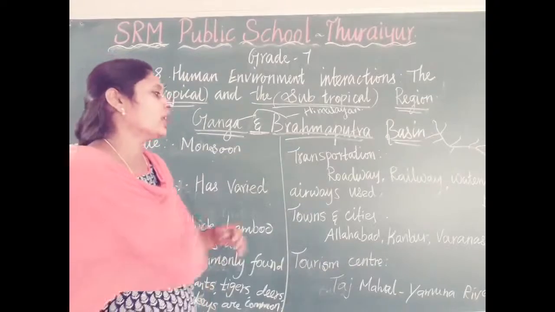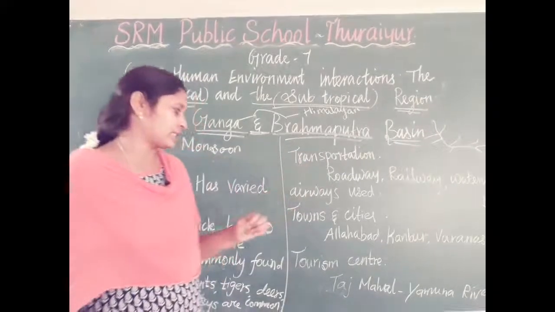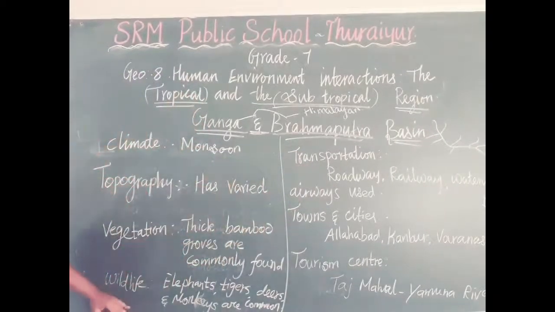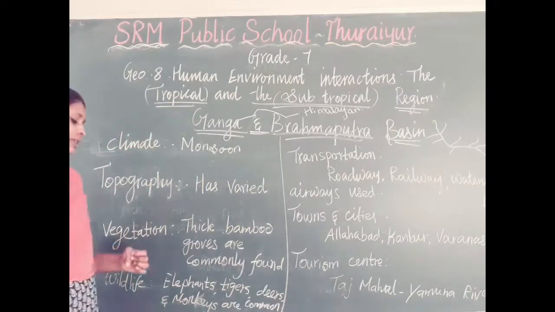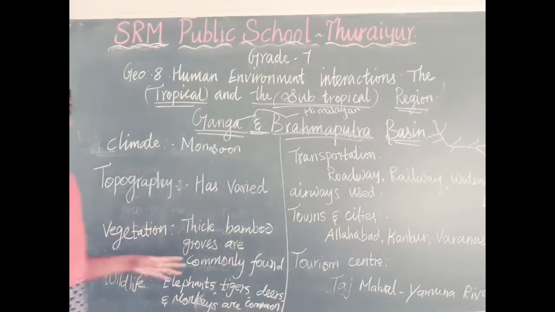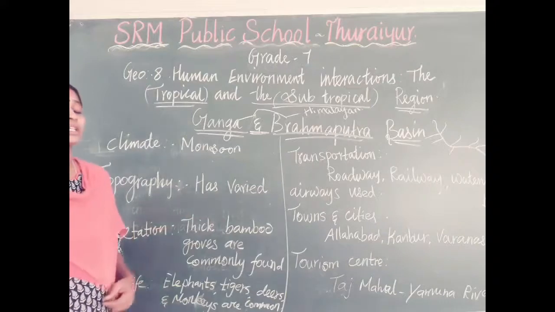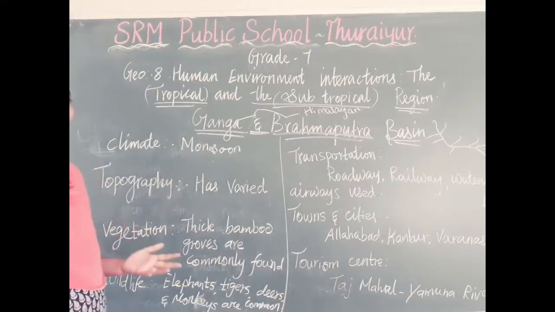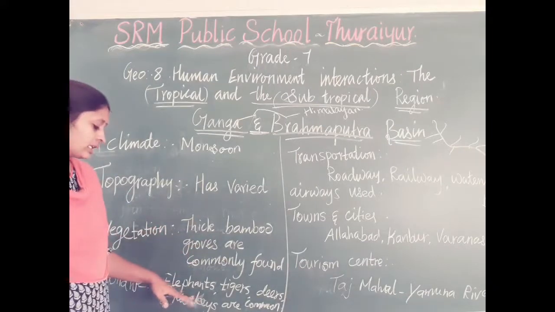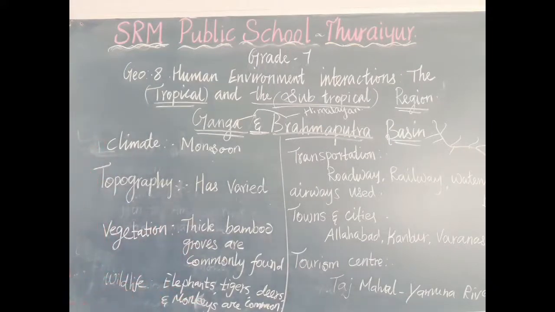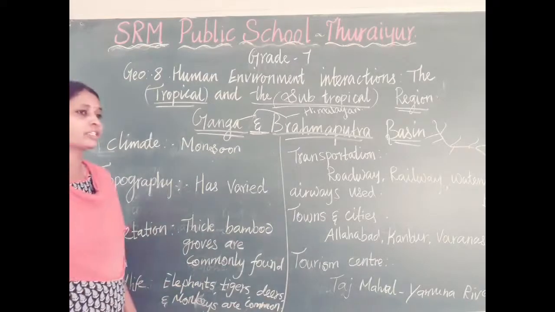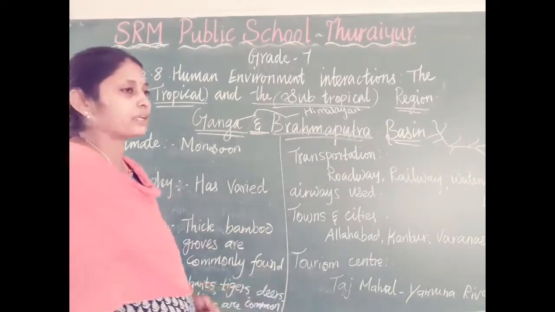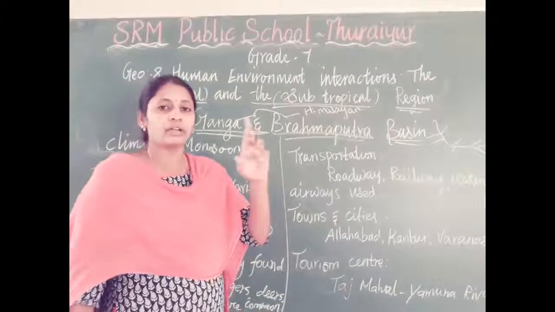So what about the transport facility? Sorry, before that, wildlife. What are the animals, what wildlife can you see in this region? Yes, elephant. In thick forest you can see elephant, like in Uttar Pradesh or Bihar, and some in Andhra Pradesh and Arunachal Pradesh. You can see elephant, tiger, deer, monkeys commonly. Particularly in West Bengal, we can see the one-horned rhinoceros.